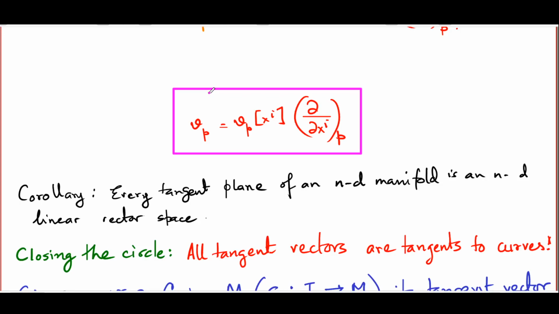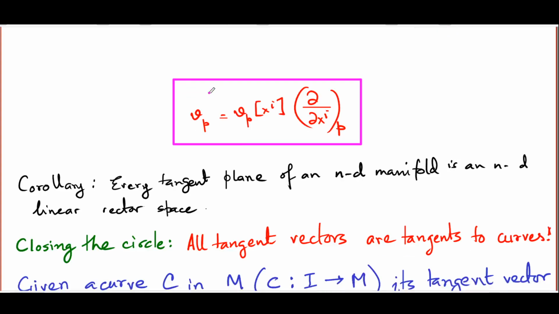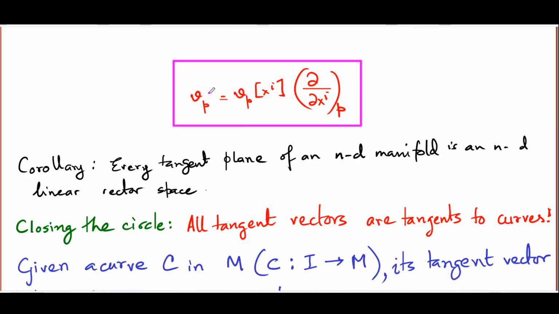But it did seem at that stage that by doing this, we have actually gone to a bigger class of objects. That is, it seemed at least that there might be tangent vectors at a point p, which may not be tangents to some curve going through point p. It turns out that that is not right. All tangent vectors are actually tangents to curves. And this is what we are going to establish using this formula that V_p is V_p(x^i) ∂/∂x^i at p, summed over i.